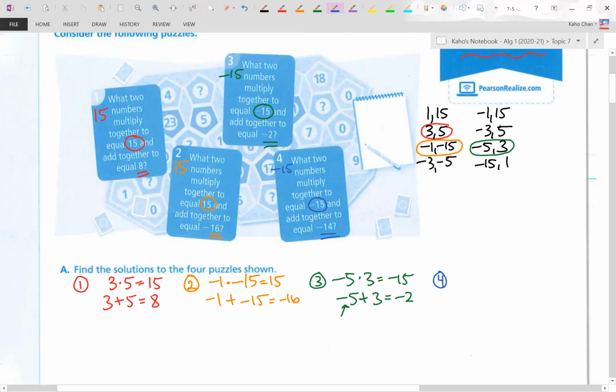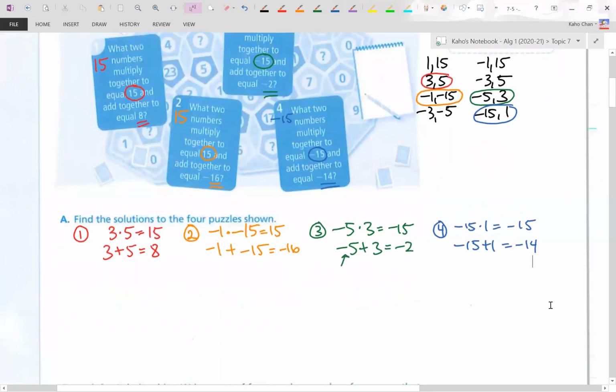In that list of 5 remaining pairs of numbers, there it is. Very good. Negative 15 times 1 will give me negative 15. Negative 15 plus 1 will give me negative 14. So the skills that we just acquired uncovering these puzzle problems is what we're going to be basically doing when it comes to factoring x squared plus bx plus c.